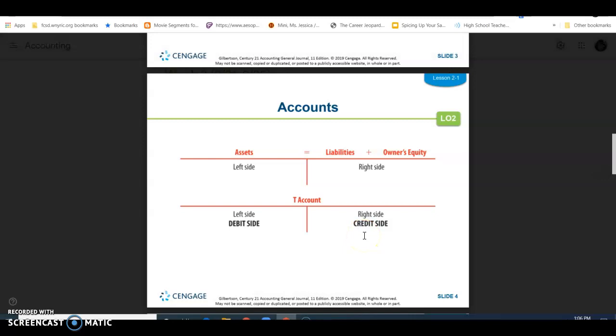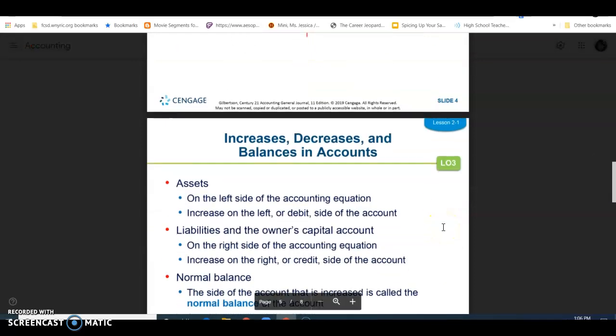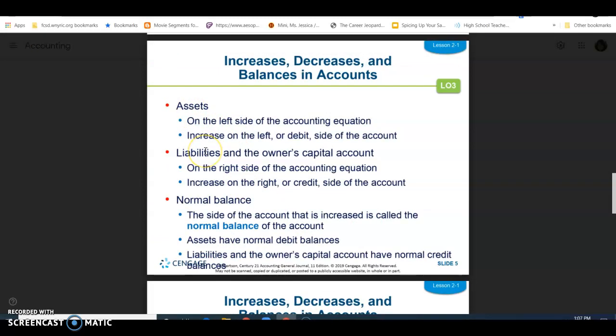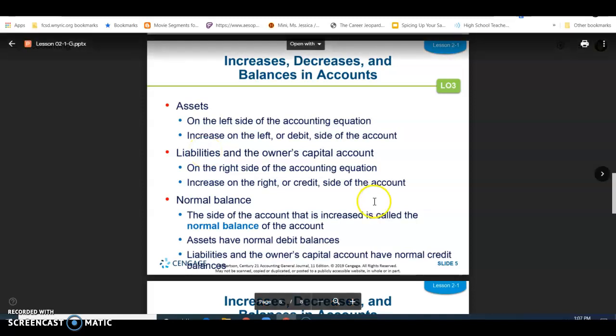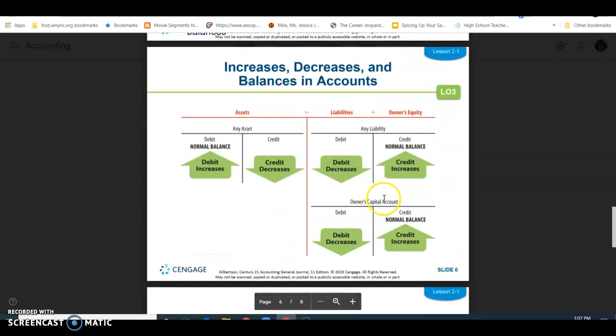Whatever you know about debits and credits from the past, whether it's a debit card and a credit card to buy things, just ignore all of that. This is specifically for accounting. All debit means is left side, and all credit means is right side. Scrolling down a little bit further, it'll define in words the assets, liabilities, and owner's equity, and what side of the T account they should go on for increases, decreases, and normal balances. But I thought this graphic shows it the best.